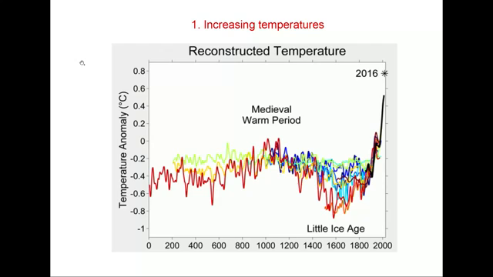But then, since about 1800, which is when the Industrial Revolution got going, the temperature has been going up and up and up until I think 2016 was the warmest year on record when that graph was taken. So the temperatures are definitely going up.